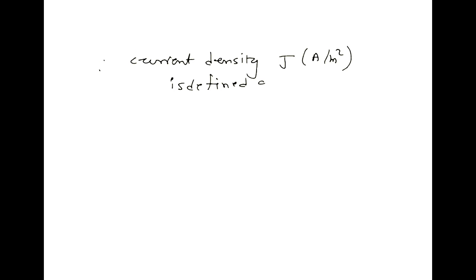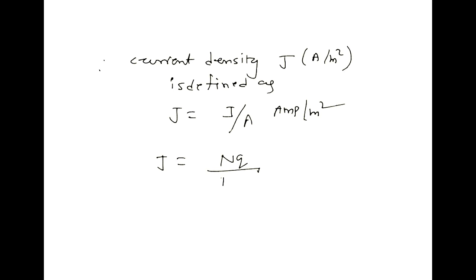So current density J, in ampere per meter square, is defined as J equal to I by area A. If you substitute the expression for current, the total charge passing in time T is N Q by T, so J is equal to N Q by T into A.